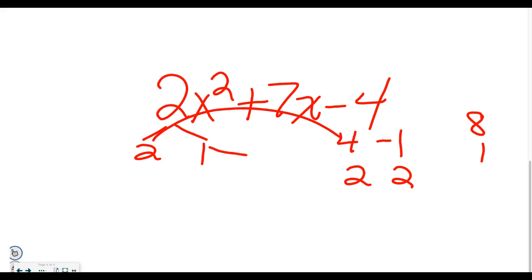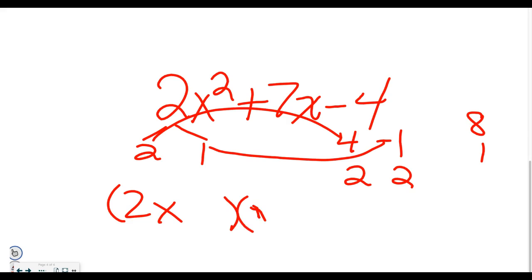So I actually just got lucky that I found it right away. But if I wasn't lucky, then I'd try. You just gotta try. So I know I have to do 2x and 1x. But be careful, because I want the 2 to get multiplied by the 4. My 2's on the outside. So I want to make sure my 4 goes on the outside so that when I do first, outside, inside, I get that 8 minus 1.